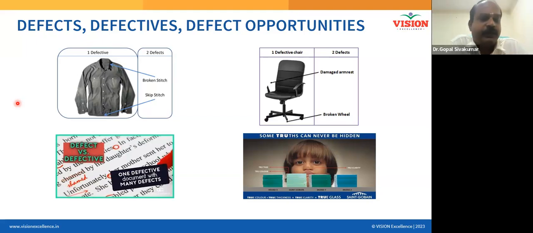So we calculate DPMO with respect to the customer's perspective. When I say CTQ, critical to quality characteristics, it is critical to customer requirement. At the same time, the customer may not know all the CTQs because CTQs are technical in nature, isn't it? The customer doesn't know that diameter plays an important role in the product, but diameter is a CTQ. But we derive all the CTQs from the customer requirement only. Am I correct?